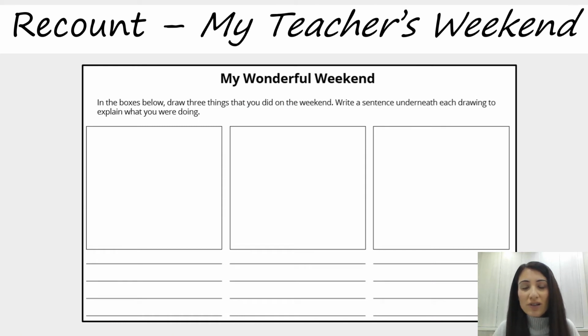So based on what I just told you about my weekend, I'm going to be showing you how to write a recount of my wonderful weekend. So you can see up here it says this is a recount, my teacher's weekend. And this is the sheet that I'm going to be using to show you my recount. You can see that there are 3 boxes across the top. That's for my 3 pictures of the 3 things that I did. And underneath each box are some lines. And those are the lines for me to write my information about the 3 things that I did.